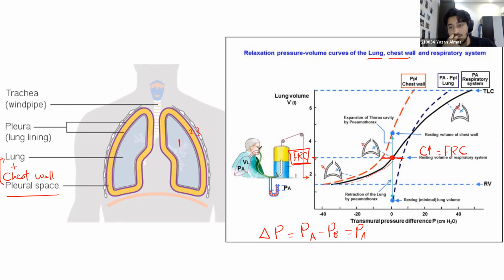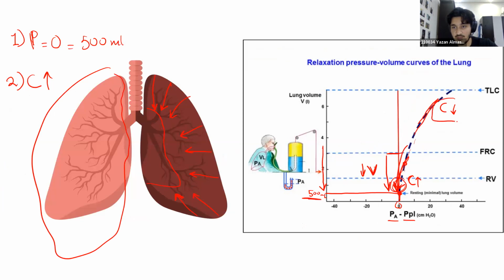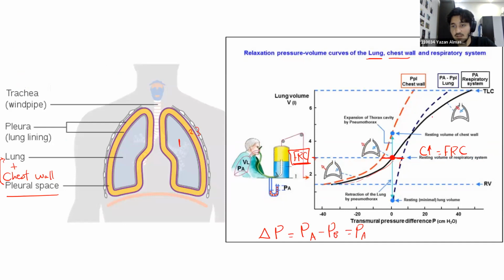Another thing you need to understand from this slide is that as we move up, the compliance decreases. Why? Because, remember, I mentioned that the lung decreases its compliance as we go up in volume. The reason is that we don't want the lung to expand too much to the point that it explodes. Now when we go down from FRC, the compliance is also decreasing.